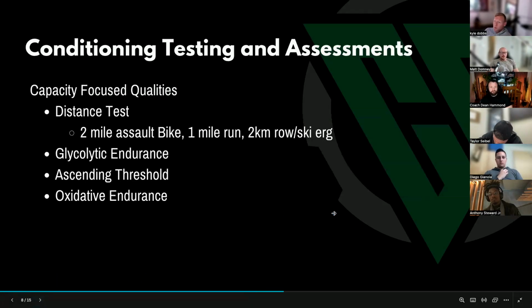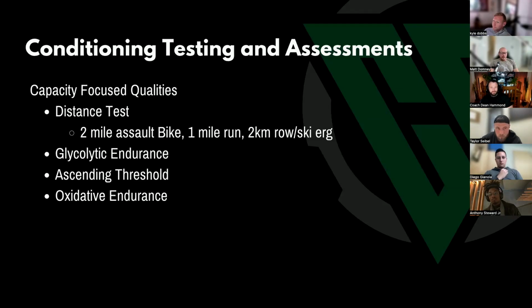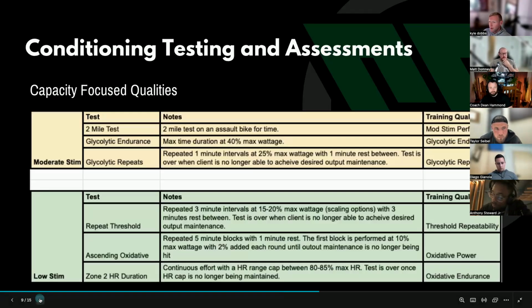For capacity focus qualities, I will do just a straight distance test as a benchmark for a lot of people. So this is where I get a 2-mile assault bike test, a 1-mile run, a 2K row or ski, and I will build a lot of the conditioning protocols off of this as well. I also have a glycolytic endurance test, which I'll outline, an ascending threshold test, which I'll outline, and then an oxidative endurance test that I'll also outline here on the next slide. Or the next 2 slides.